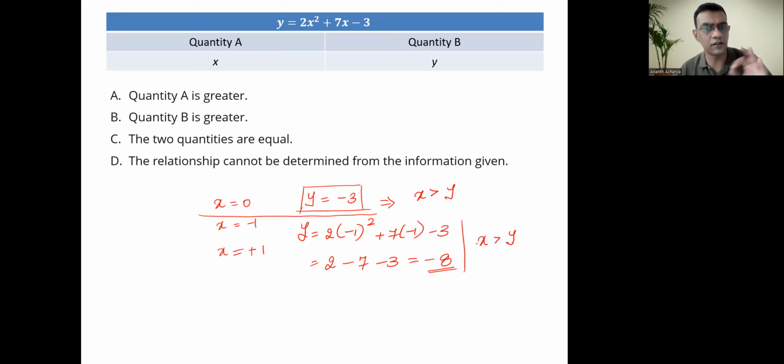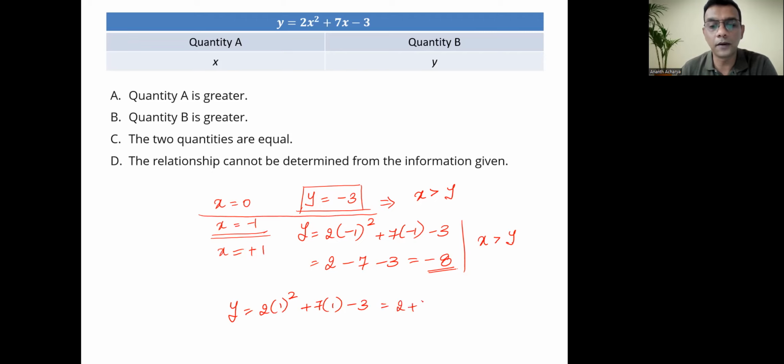Wow, so can I say that X is always going to be greater than Y? Because Y was minus 8 and X is minus 1. Remember, when it is negative, minus 1 is greater than minus 8. Well, X will be always greater than Y in that sense. Let's see. Let's place X as 1. What will Y become? 2 into 1 squared plus 7 into 1 minus 3.